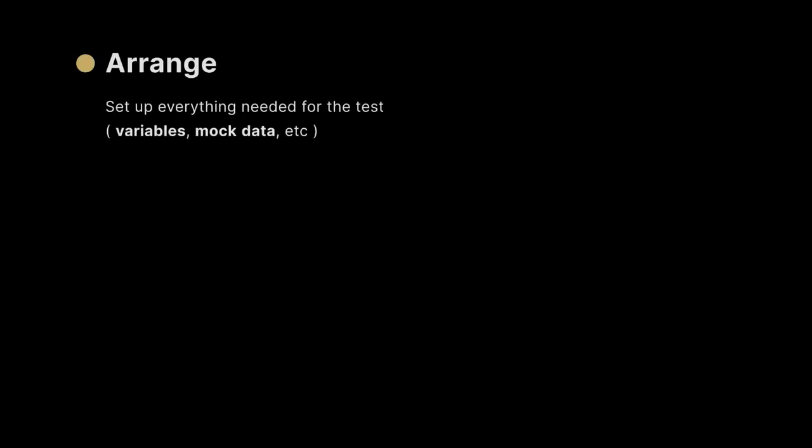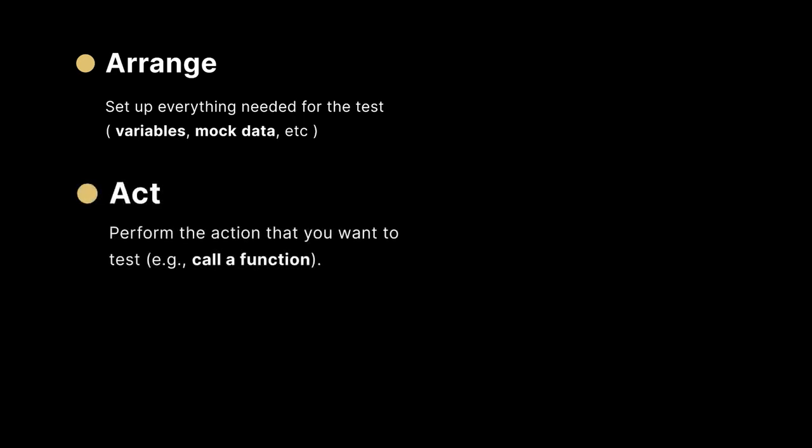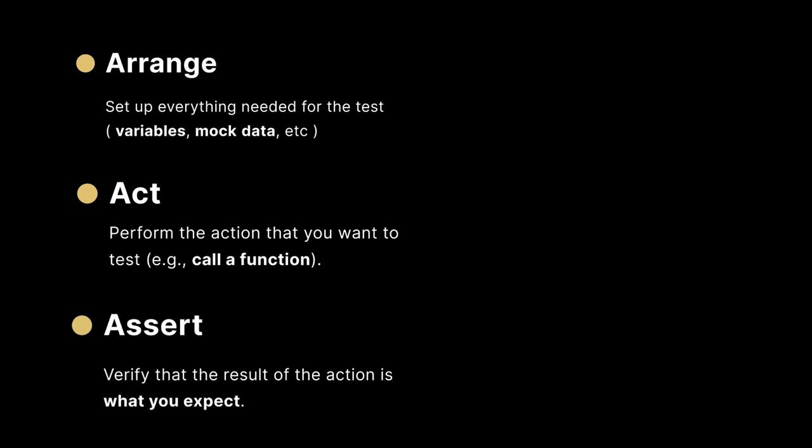So the first step that we have is arrange, and in this step we set up everything needed for the test, like variables, mock data, etc. If you don't know what mock data is, we are going to be covering that in a lot of great detail in this course. Then the next thing that we have is act. So act performs the action that you want to test, like for example calling a function or doing something. And the final step that we have is assert.